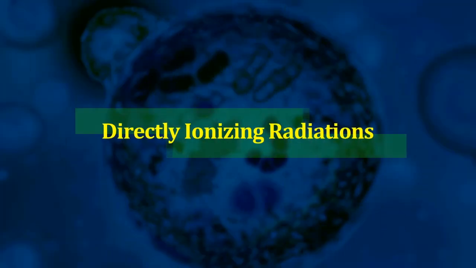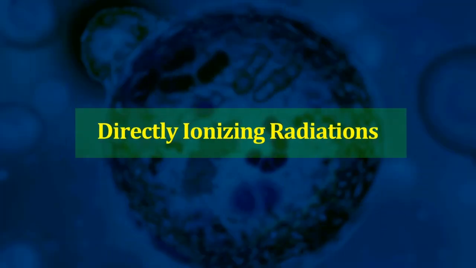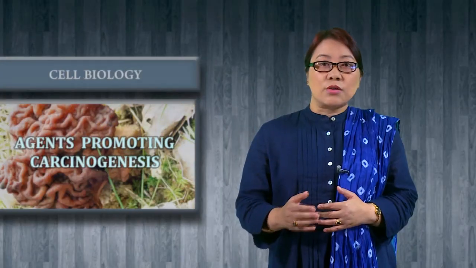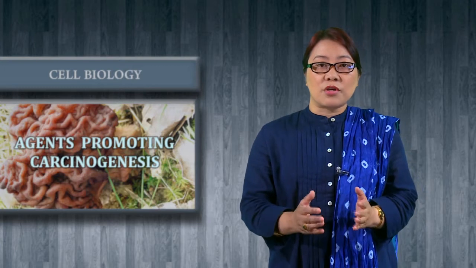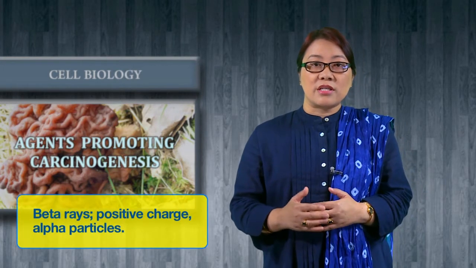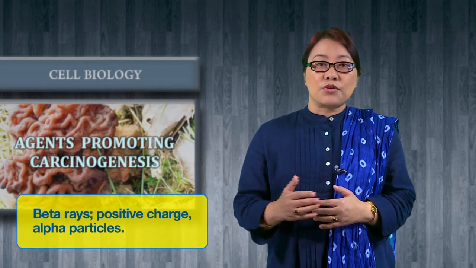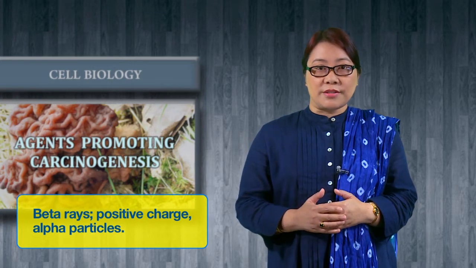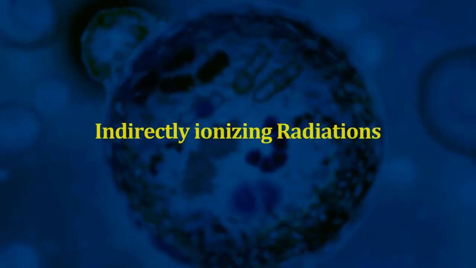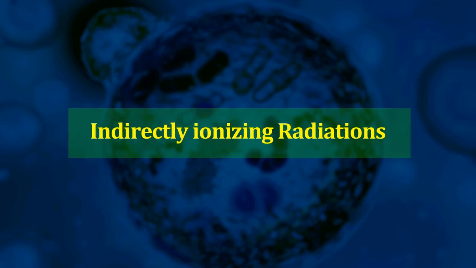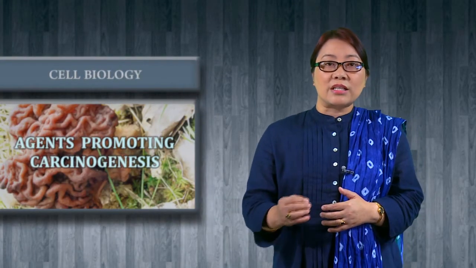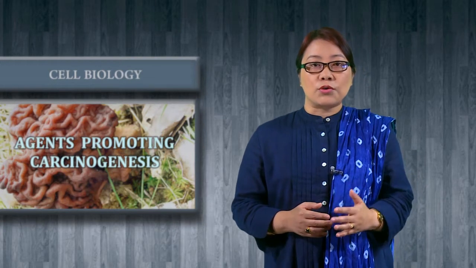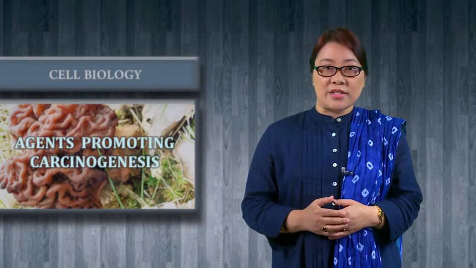Next are the directly ionizing radiations. These include electrically charged particles in the form of negative charge or electrons, such as beta rays, and positively charged alpha particles. Next are the indirectly ionizing radiations. These are particles without electric charge, such as photons, X-rays and gamma rays.